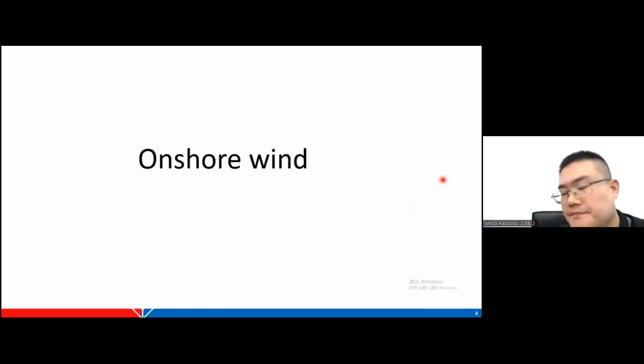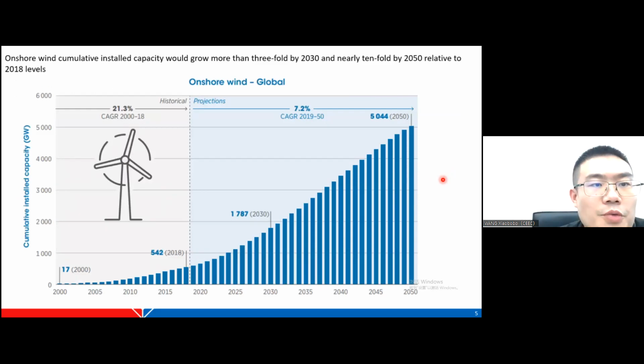Let's go to onshore wind. The onshore wind cumulatively installed capacity would grow more than threefold by 2030 and nearly tenfold by 2040, relative to the level of 2018. Let's look at this number. We can see this curve is very steady. It's a very steady growth tendency. It's very interesting. So in this case, we have faith in it. That's why the industry can always put money into R&D, because we have faith, because we have a very steady growth rate.